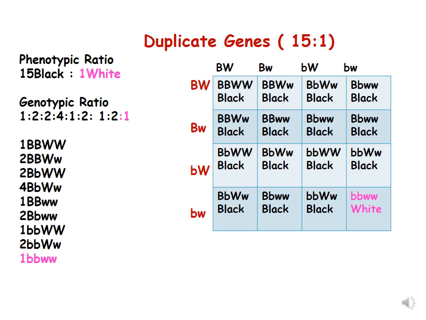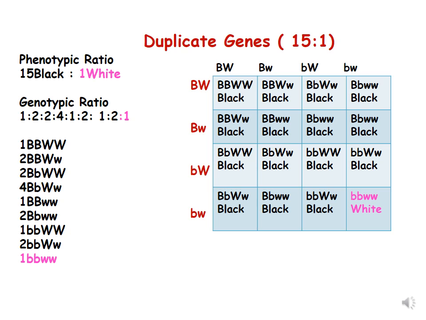Like in this checkerboard, if we start from the first square, the first genotype is capital B, capital B, capital W, capital W, which is black because it has four dominant alleles. The other one has three dominant alleles, capital B, capital B, capital W, it is black. The next one has two dominant alleles, capital B and capital W, still it is black, and the intensity of the color is only black. So there are just two extremes, black, and white will be homozygous recessive.